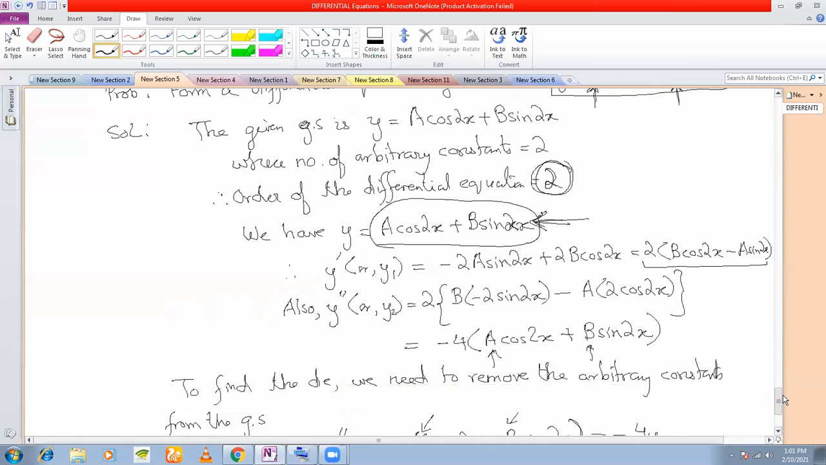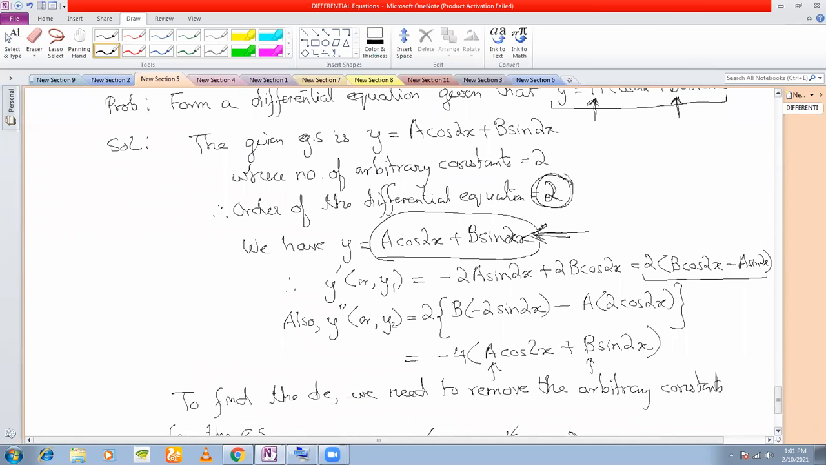So first I explain this again. Check, the number of arbitrary constants is 2. That means the order of the resulting differential equation that you will find has to be 2 also, right? The order cannot be more than 2. Order has to be 2, exactly 2, not even less than 2.